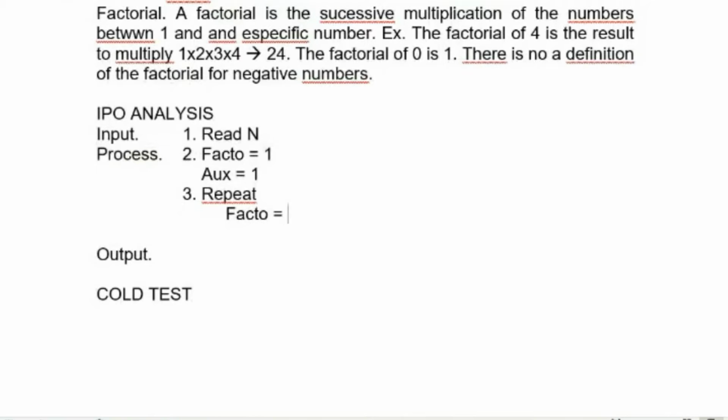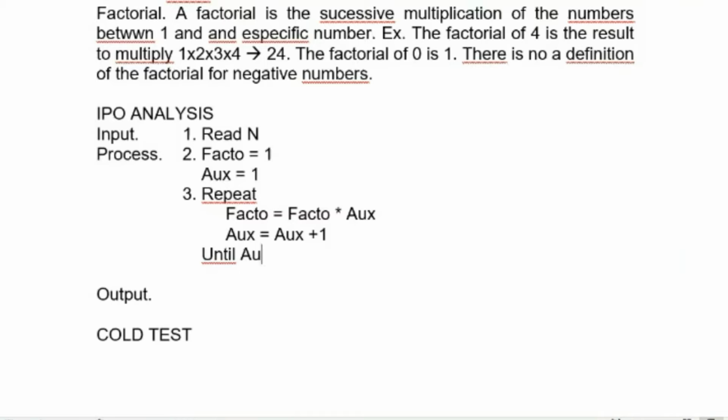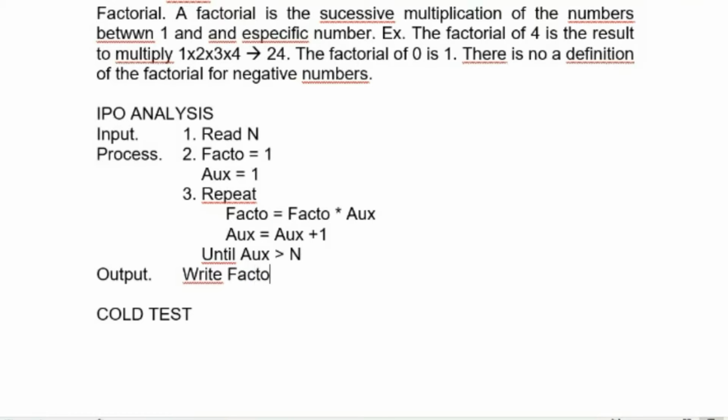Factor is equal to factor by outs. And then outs is equal to outs plus 1. And repeat this until outs is greater than n. And this is the loop. Okay? What is the output? Okay, the output is write factor.